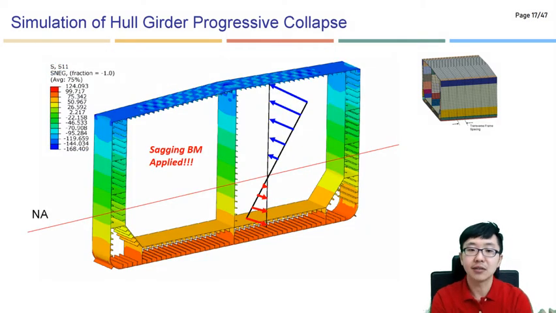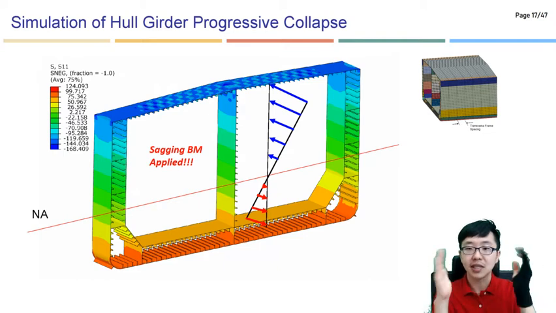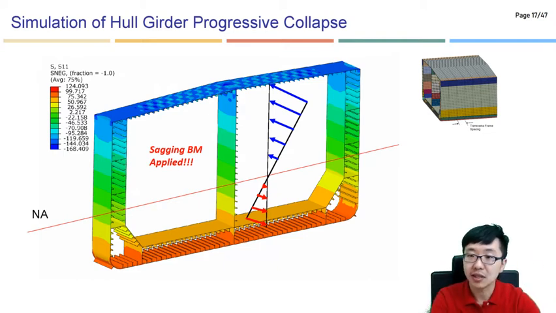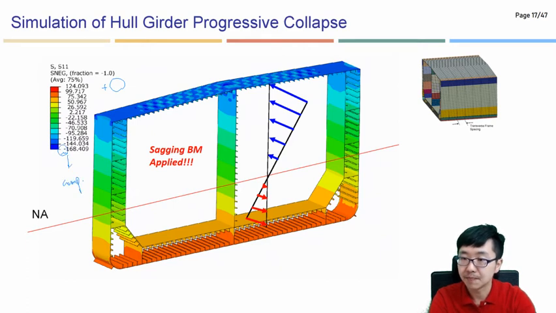But once they increase the vertical sagging bending moment, you see here the sagging bending moment is applied, then the deck part will be compressed. At the same time, the bottom part is tensioned. That's why for tension in general we use a positive value, and negative represents compression. That's right. You can see the shape here.